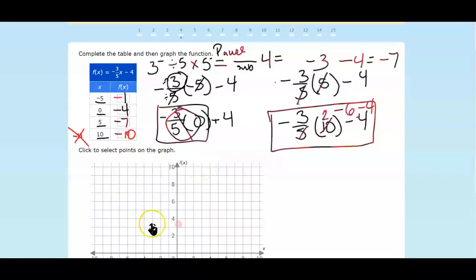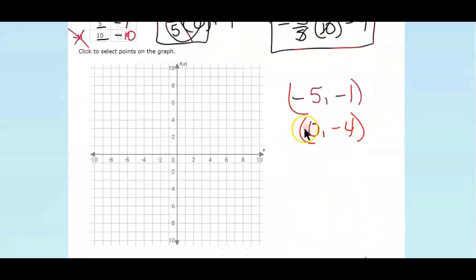So to graph this, I'm going to graph any two of these points. I'm going to choose negative 5, negative 1, and 0, negative 4. I like to graph something with a 0. That's a reminder that this is an intercept. Since x is 0, my y value is negative 4. This is a y-intercept. It's going to be on my y-axis at negative 4. And then I have the point that is the intersection of x is negative 5 and y is negative 1.